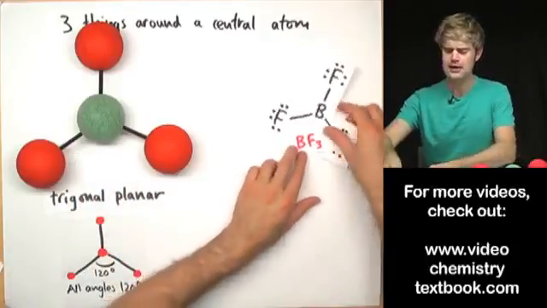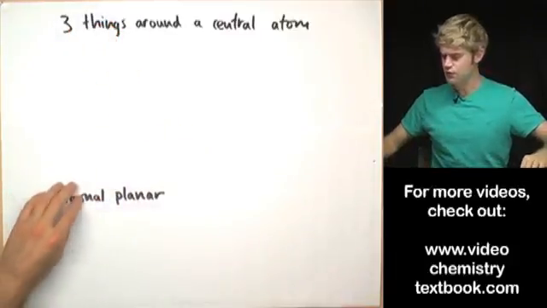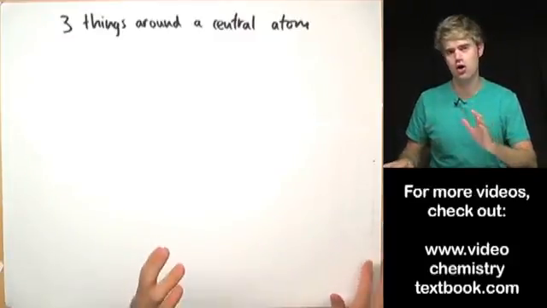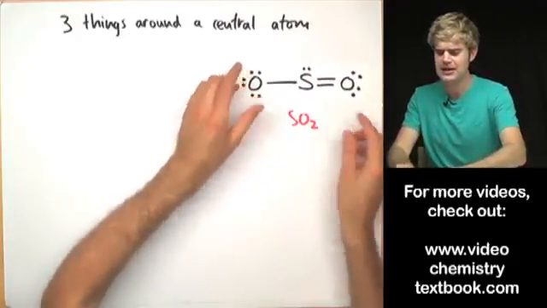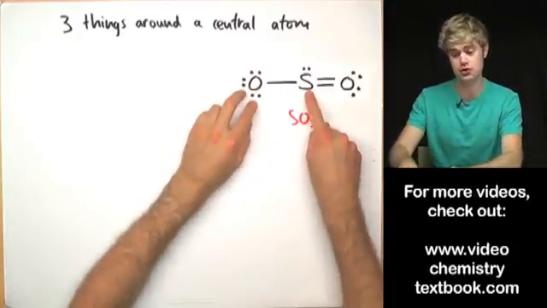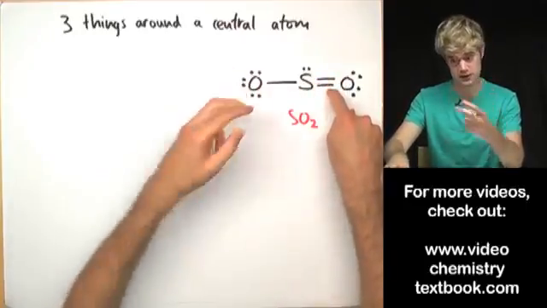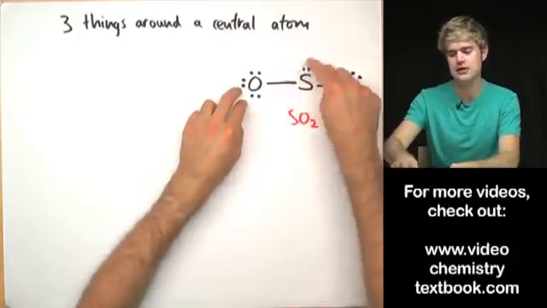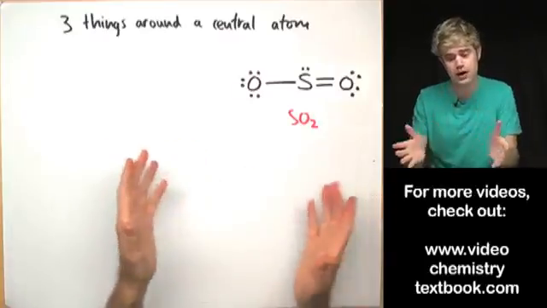Now, the next thing we're going to do is we're going to look at some molecules that have 3 things around them, okay? But these 3 things are not all bonds. Here's an example of this. SO2, okay? It's got 3 things around this central atom. It's got a bond here, that's 1 thing. A double bond here, that's 2 things. But then it's got this unshared electron pair up here. These 3 things all have electrons in them, so they all want to push away from each other.